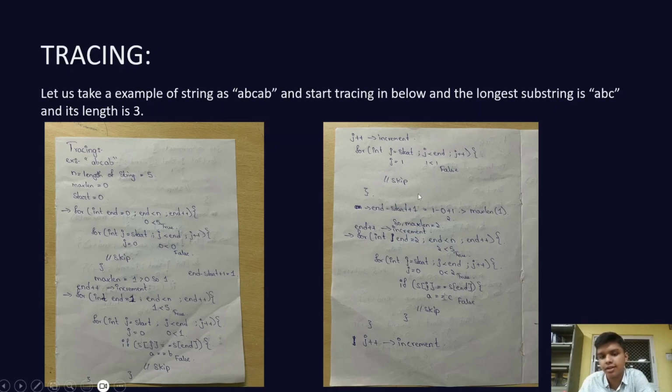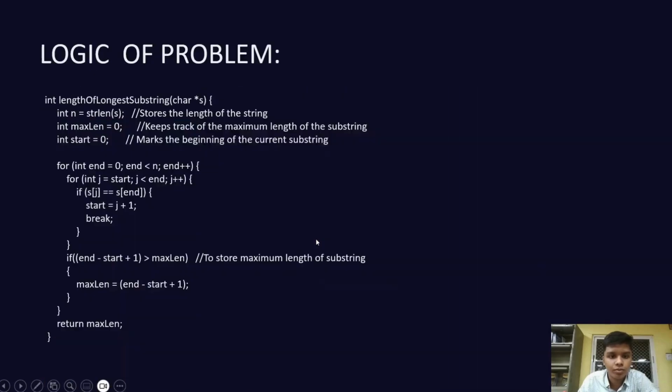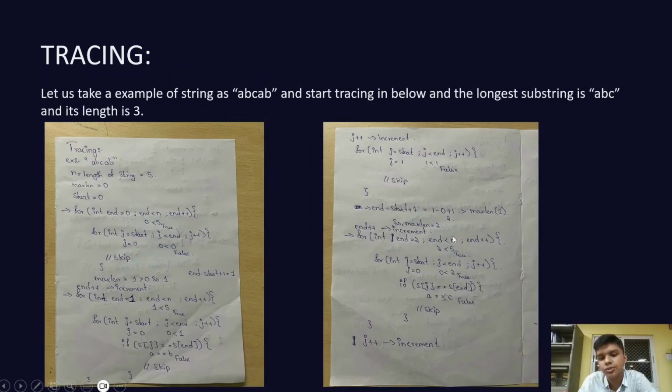The rest of the code is skipped, and here we check the condition n minus start plus 1. By this we can check the maximum length of the longest substring. So 1 minus 0, which we have seen above. If n minus start plus 1 is greater than max length, the max length is assigned as n minus start plus 1. So every time we run the for loop, we have to assign the max length. Here the max length is 2 and the end is incremented.